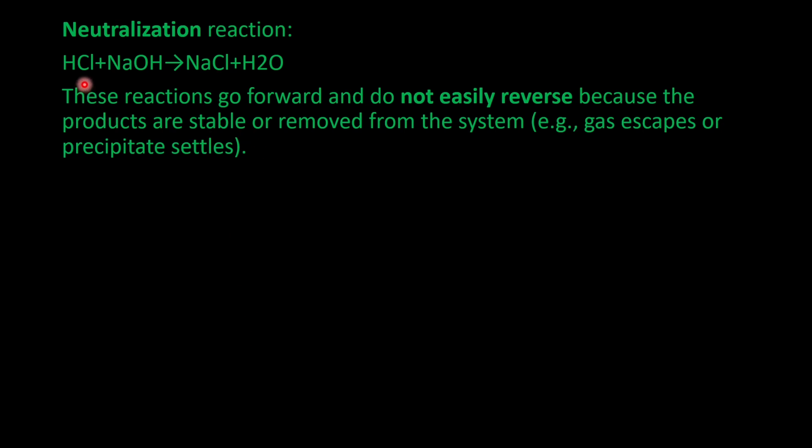Neutralization reaction is also an example of an irreversible reaction, where the acid reacts with the base to give salt and water. For example, HCl is an acid and sodium hydroxide is a base. When they react, they give NaCl plus H2O. It is also a one-sided reaction, which is also called an irreversible reaction. These reactions go forward and do not easily reverse because the products are stable and removed from the system. For example, gas escapes and precipitate settles down.